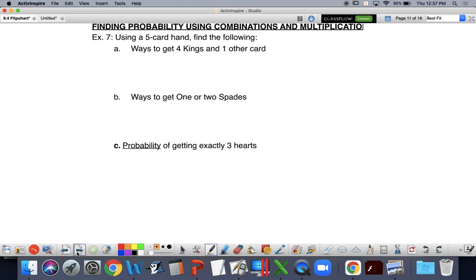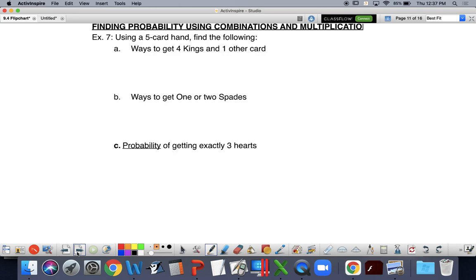We're going to go back to our deck of cards. Using a 5-card hand, we're going to choose a 5-card hand, and notice we're not going to find probability until we get to letter C.